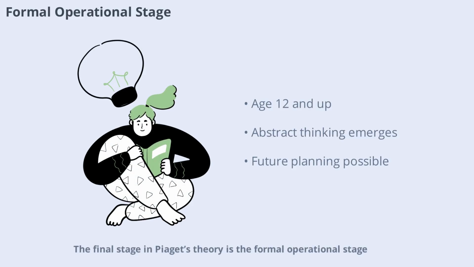The final stage in Piaget's theory is the formal operational stage, beginning around age 12 and continuing into adulthood. Here, individuals develop the ability to think abstractly, reason logically, and plan for the future. They can consider hypothetical situations and use deductive reasoning. This stage marks the emergence of advanced problem-solving and critical thinking skills, preparing individuals for the complexities of adult life.